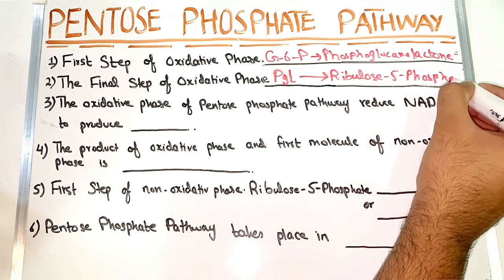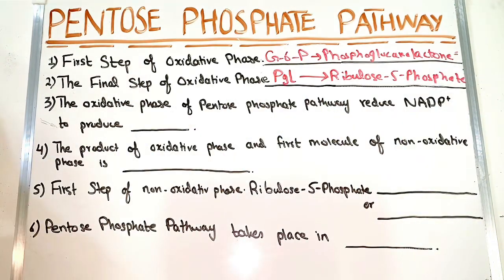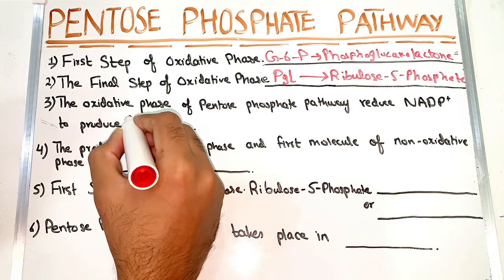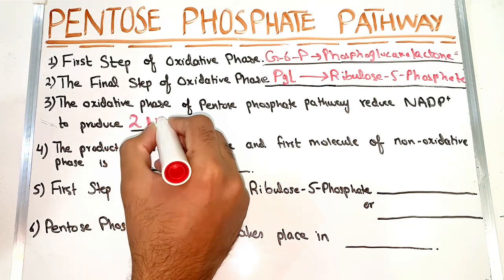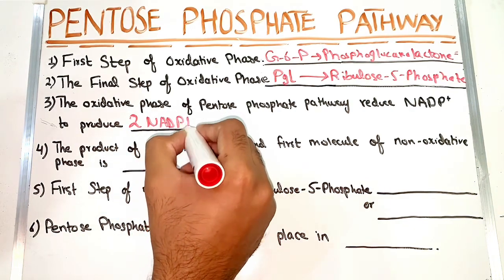Next, we will move on to the third question, which is: the oxidative phase of the pentose phosphate pathway reduces NADP plus to produce what? As we know, the oxidative phase is also known as NADPH production. So we will get two molecules of NADPH from NADP plus.